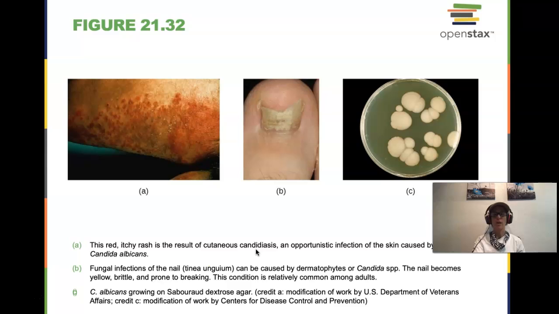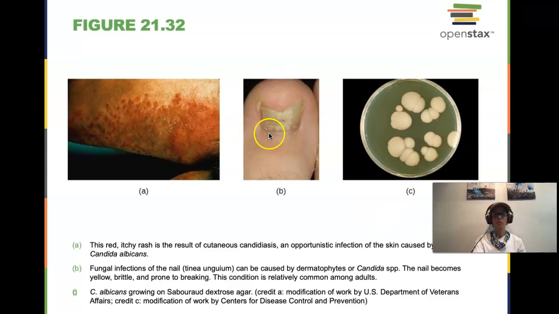Candidiasis is caused by the yeast, which is also a fungus, Candida albicans. So this is on the skin surface. There are other dermatophytes and Candida species that can cause nail fungal infections. And again, when we grow it on agar, it makes gigantic colonies.